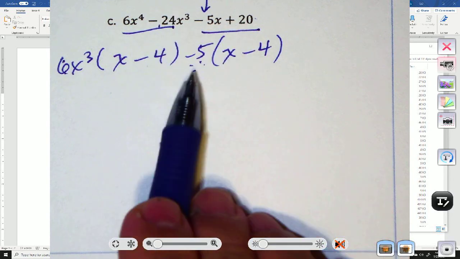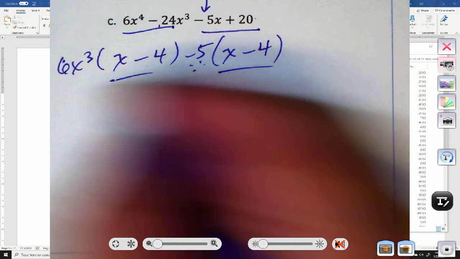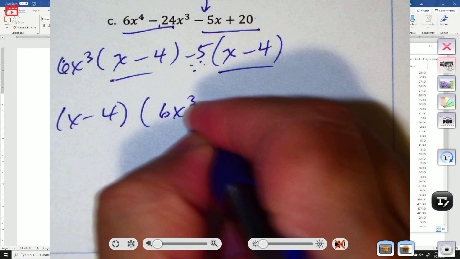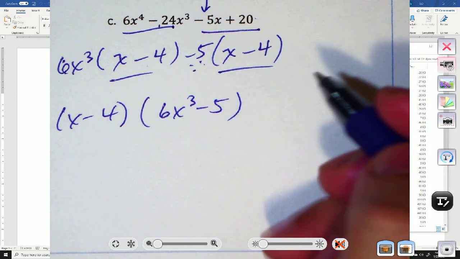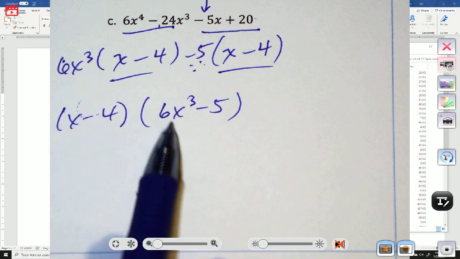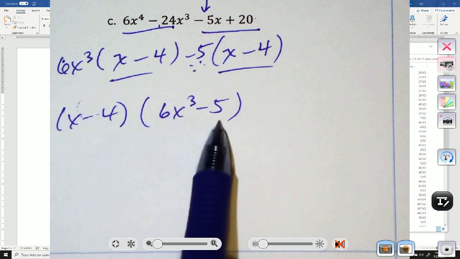All right, and then look, I got x minus 4 in common, so I can take that out. x minus 4 and 6x cubed minus 5. So when I take x minus 4 out of the first group, it leaves me the 6x cubed. When I take x minus 4 out of the second group, it leaves me the minus 5. And that's it. Alright, D.